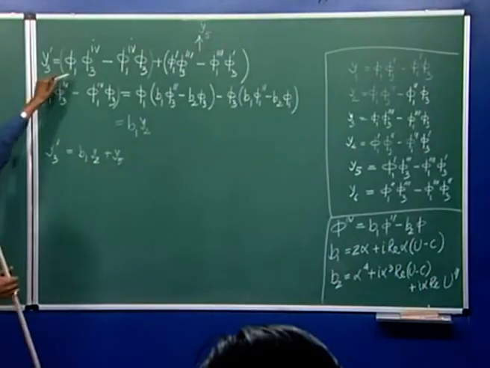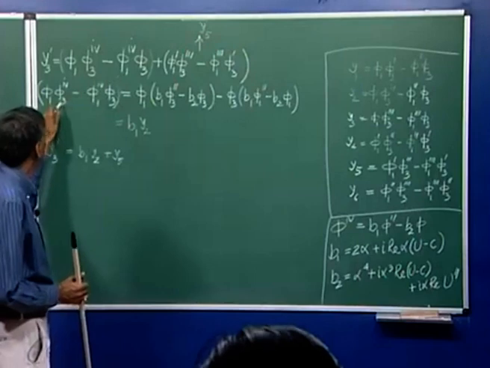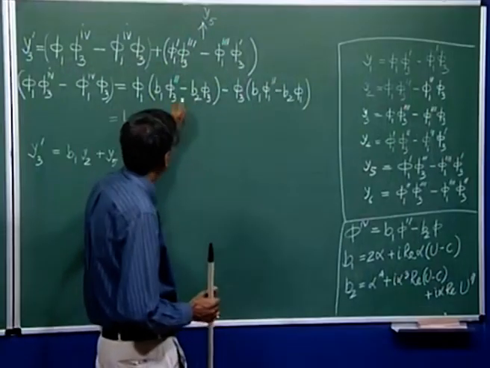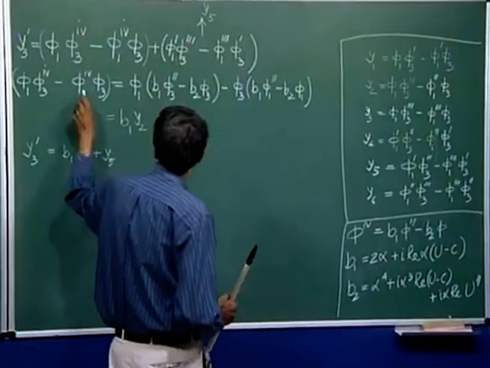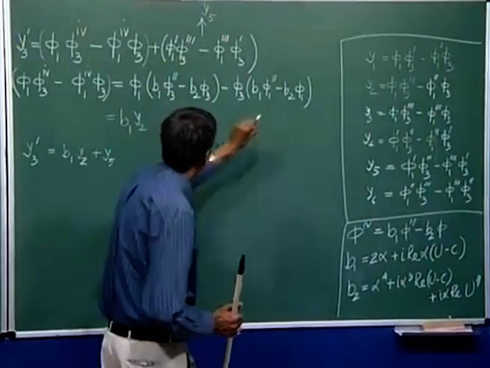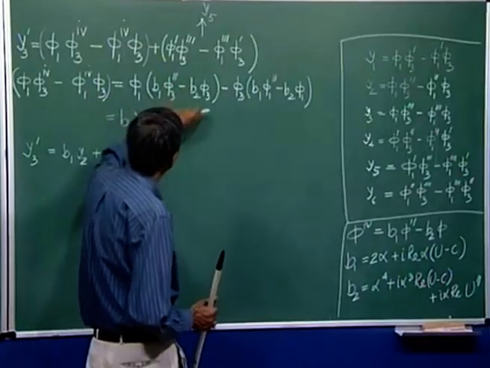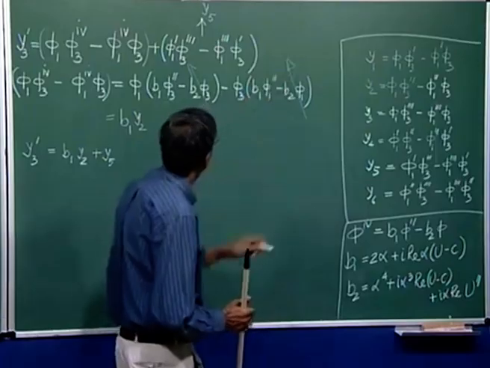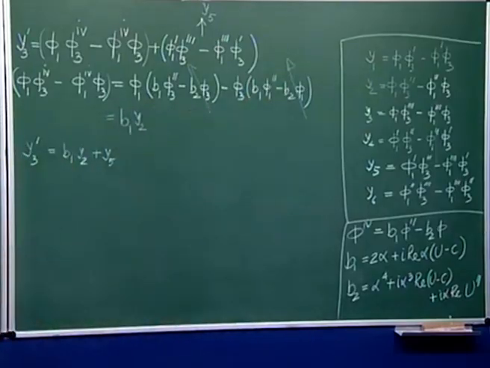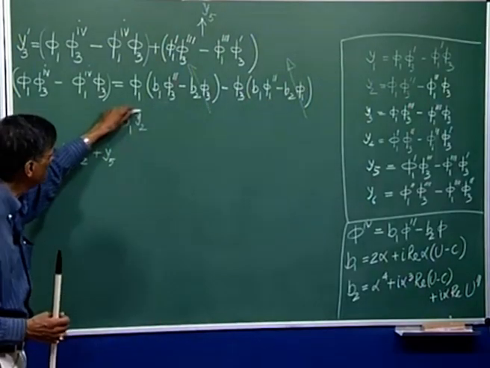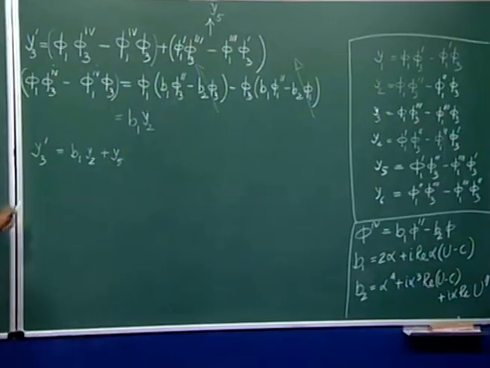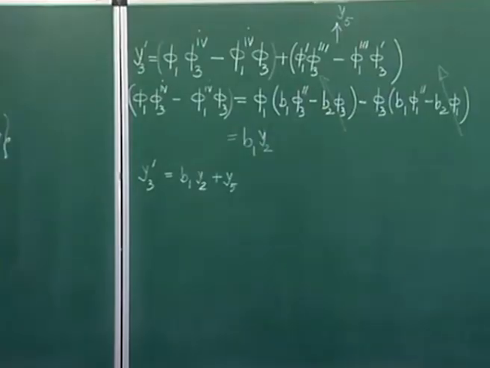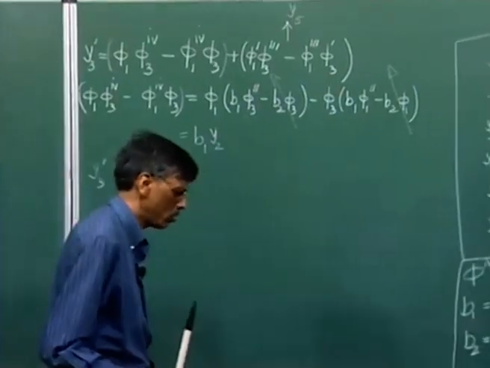This other set of terms that we have, well, for phi 3 4 prime I just write it in terms of phi 3 and phi 3 double prime. Same thing here, phi 1 4 prime, we write it like this, and we see that this term actually cancels with this term, right. So, what we are ending up with is b 1 times y 2, right. So, that means what? Y 3 prime is equal to b 1 y 2 plus y 5. So, that is easily understood.